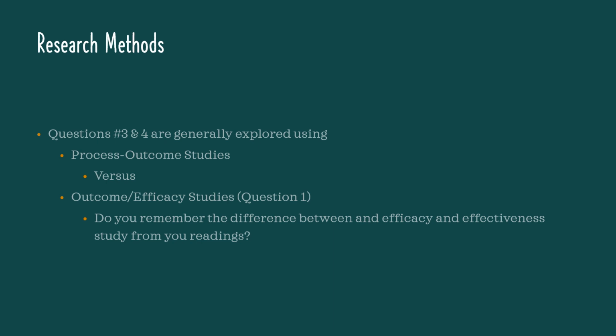Outcome efficacy studies simply answer this question of, is this effective? Is this better than nothing? Is it better than a control? That's outcome efficacy. And again, you can start to hopefully see how these go together. I can have an outcome and efficacy study that says treatment A is better than no treatment or better than a treatment control. And you go, that's great. I should do treatment A. But the question becomes, why is treatment A effective? And that's where process outcome studies come in.